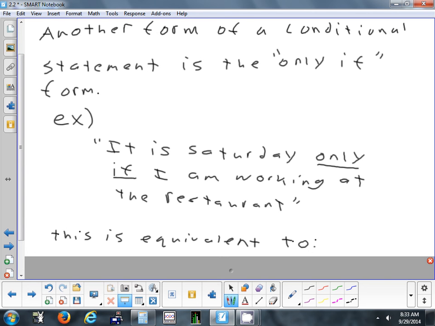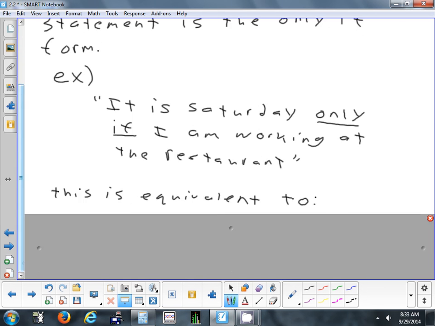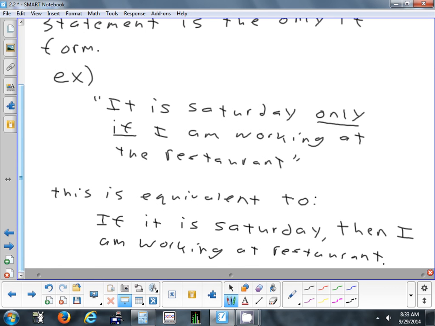Anybody have a guess what that would be equivalent to? Really, you've got two choices. You've got, if it's Saturday, then I'm working at the restaurant, or if I'm working at the restaurant, then it's Saturday. It's one of those two. And once you know which one it is, you just have to remember that. Luke? If I'm working at the restaurant, then it's Saturday. It's actually the other way around. So we had a 50-50. So it's, if it's Saturday, then I am working at the restaurant.